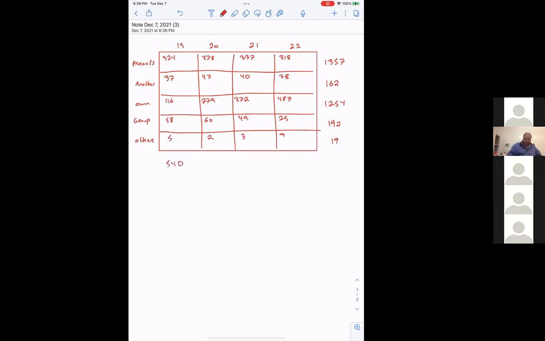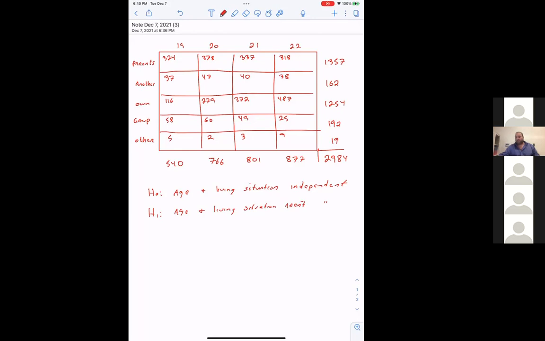We also had the column totals of 540, 766, 801, and 877 for a grand total of 2,984 people in the survey. And we are doing a test: age and living situation are independent versus age and living situation are not independent. This is a continuation of chapter 24. In fact, we're basically restarting chapter 24 in a sense.